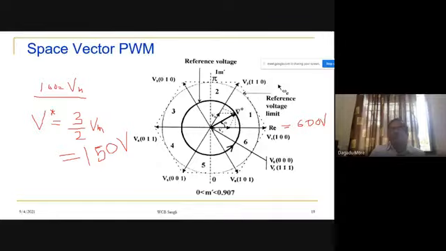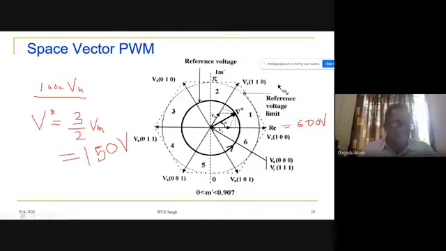So how do we control output voltage in case of space vector PWM? We can control the output voltage by controlling the V star. If I increase the V star, the bigger circle is the maximum possible output voltage we can obtain. This range we can call the linear mode. This is the inscribing circle of the hexagon.